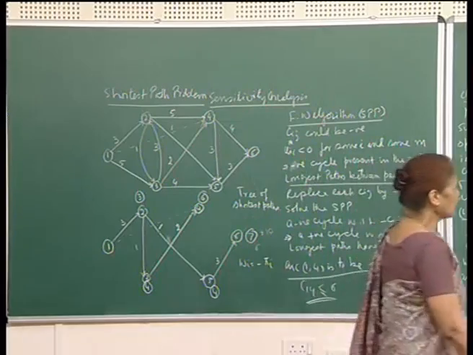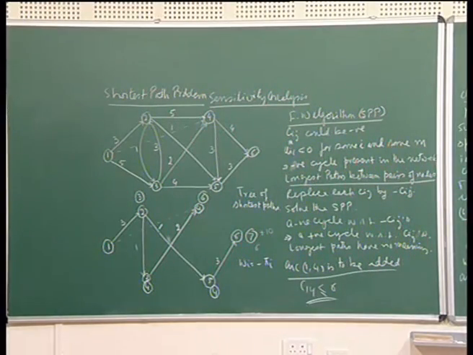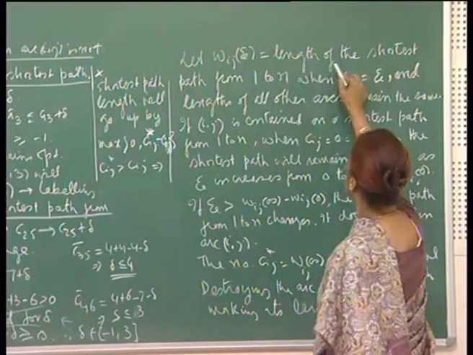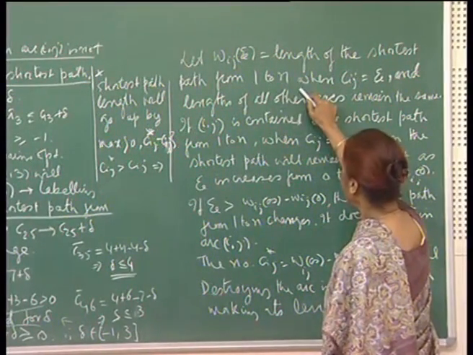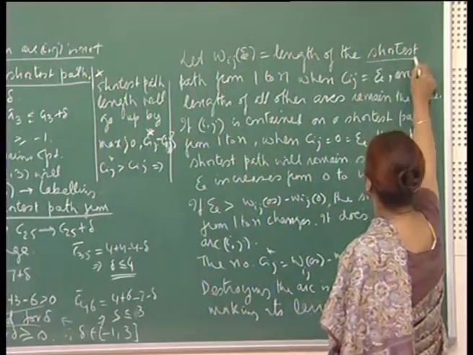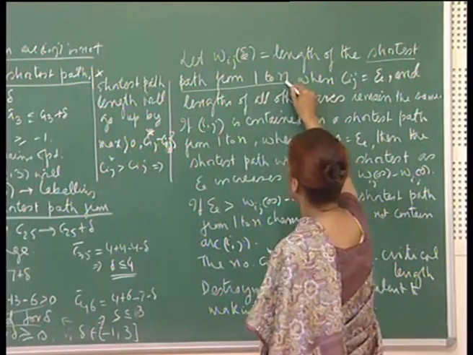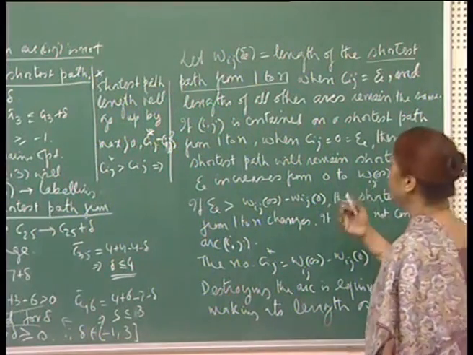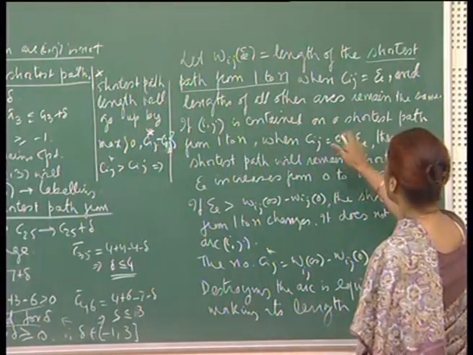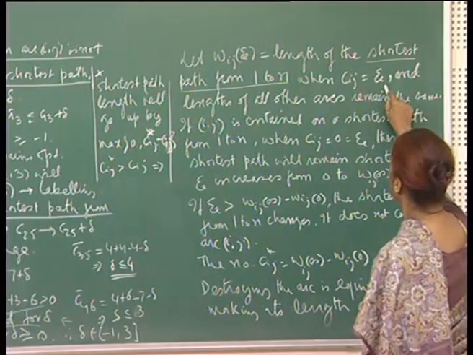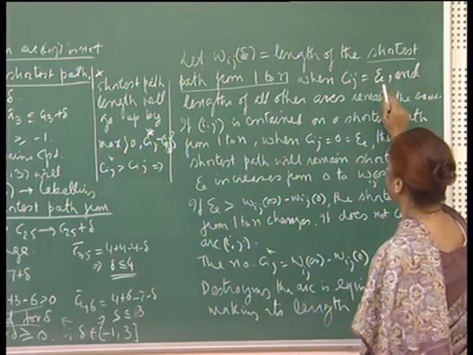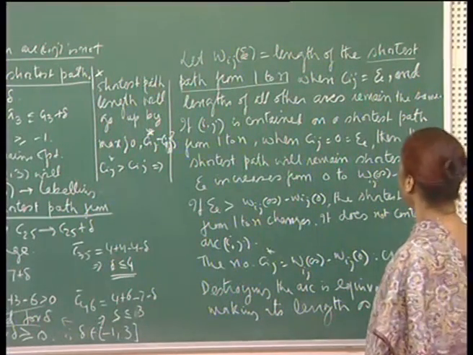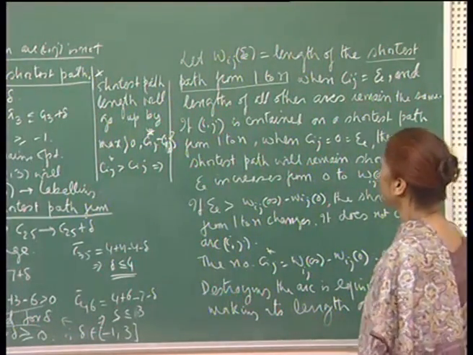Then another interesting aspect of sensitivity analysis is that suppose now let me define W_ij(psi) as the length of the shortest path from 1 to n. So, remember I am only talking of the shortest path from 1 to n, I am not talking of other shortest paths, because this has more meaning. Otherwise, you can do the same analysis for any shortest path. So, when C_ij is psi, okay. So, suppose the current length is psi, and so I am defining W_ij(psi) as the length of the shortest path, right. And of course, all other arcs remain the same.